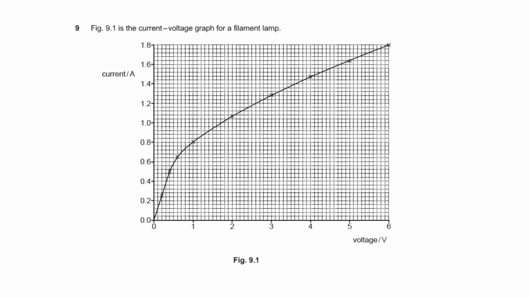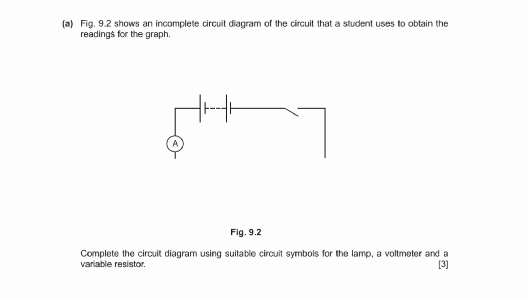Next part, question number 9. Question number 9, it gives us an IV curve. So IV curve, or current voltage curve for a filament of a lamp. Remember from our MCQs, multiple choice questions of the same exam, there was an IV curve for a filament of a lamp. This was something like this. So this is somewhat similar to that. Okay, so this is an IV curve given to us, figure 9.1. Now in part A, it says figure 9.2 shows an incomplete circuit of the circuit that a student uses to obtain the readings on the graph.